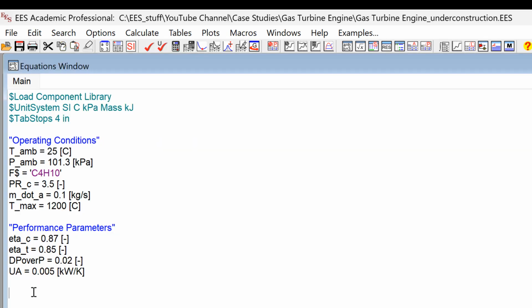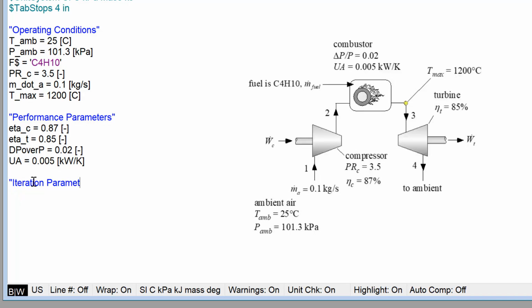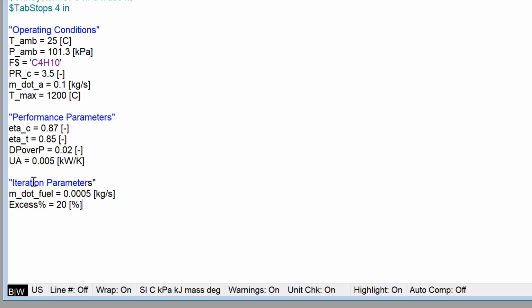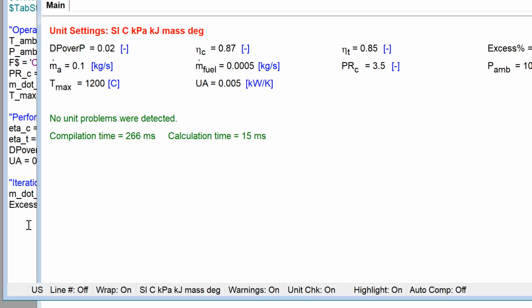And it does. And then finally, I'm going to set the values of my iteration parameters. So these are the mass flow rate of the fuel, which if the air mass flow rate is 0.1, this has to be a lot less than that, so maybe 0.0005 kilograms per second. And then the excess air, which I'm going to set to be 20%. And again, we'll have to adjust that at some point. Alright, so now I'm just going to start working my way through the cycle.